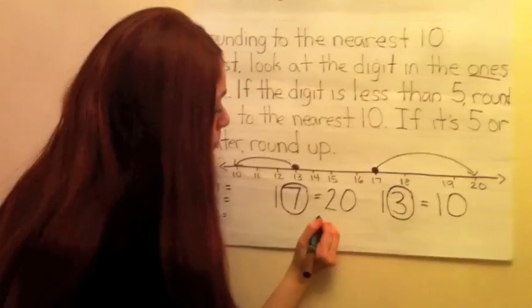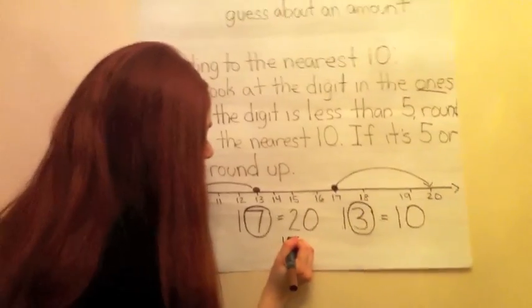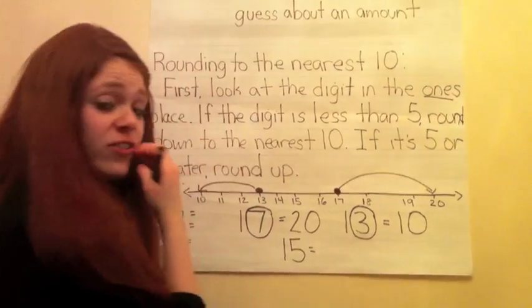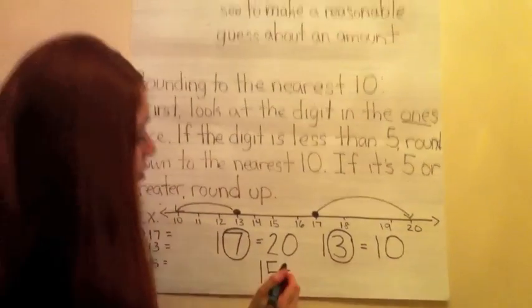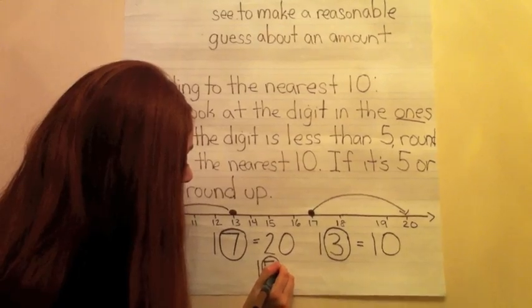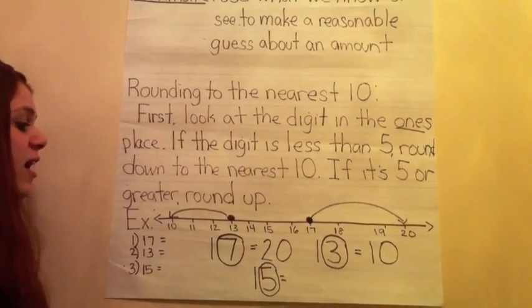Let's look at our last question. Our last question is 15. Again, what is the first thing we're going to do? We are going to circle the number in the ones column. The number in the ones column is 5.